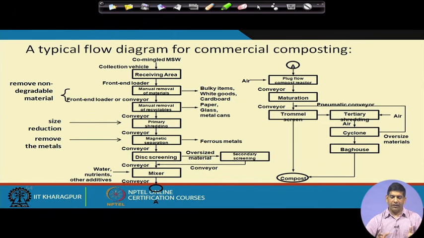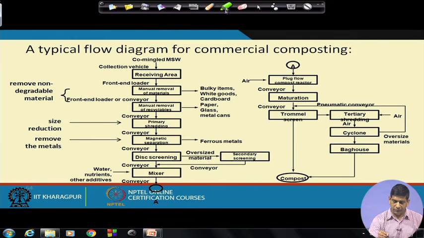Here is a typical flow diagram for a commingled commercial composting, where you have everything commingled MSW coming in. There will be a collection vehicle, and the waste will come into the receiving area. Then you have a front load loader. There will be a manual removal of material: bulky items, white goods, and cardboards can be taken out. Then there will be another manual removal of recyclables, where paper, glass, and metal cans can be taken out.